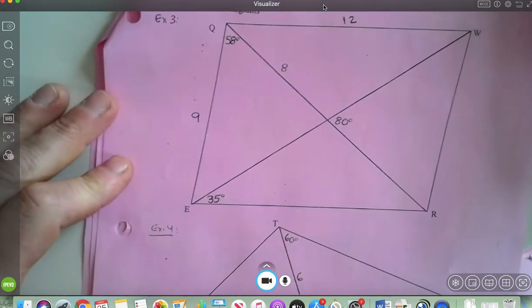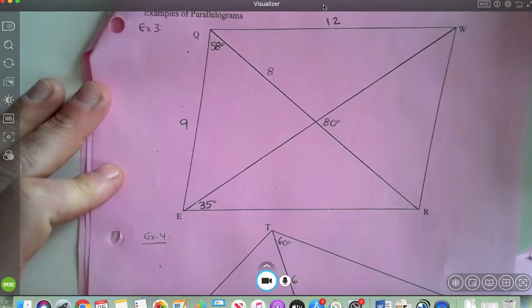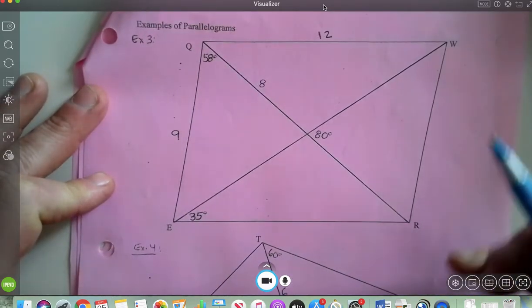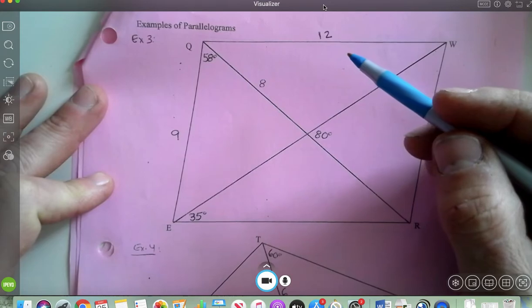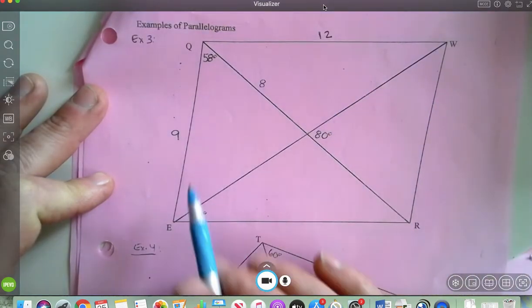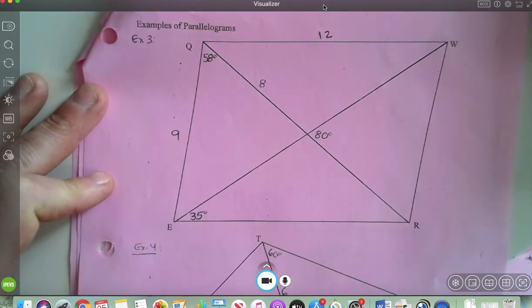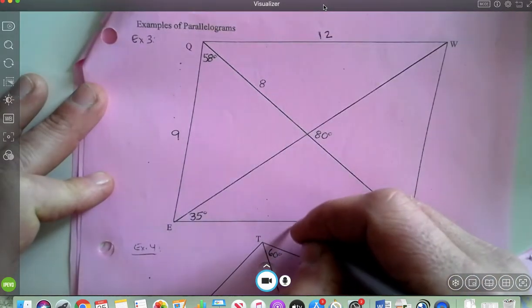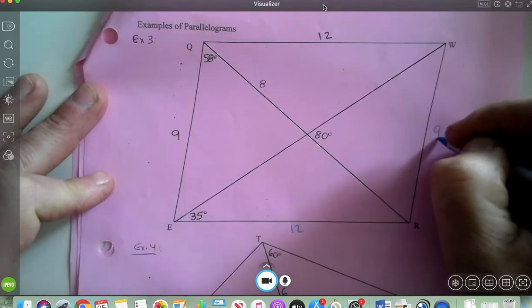Okay, so for this example, let's see what we have here. Let's try to do all our properties. So I try to go down. Opposite angles are congruent. Well, there's no opposite angles to see here, so I'm going to start by doing the opposite sides are congruent because I have 12 here and 12 down here, 9 and 9. I like to start with that property.